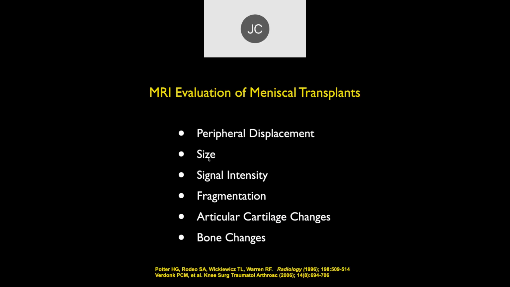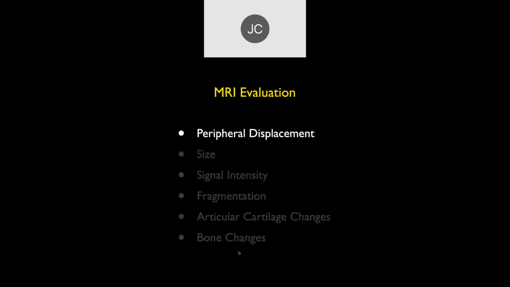And there are a number of different ways you can go about determining what's the appropriate meniscal size by looking at plain films, but we like to just confirm that in the day 1 MR scan. Then I like to look at signal intensity to look for degeneration or tears of the transplant. And then if there are a lot of tears, you can get fragmentation. You look for articular cartilage changes and progressive degenerative disease, and then bony changes. So those are the 6 things that you look for.